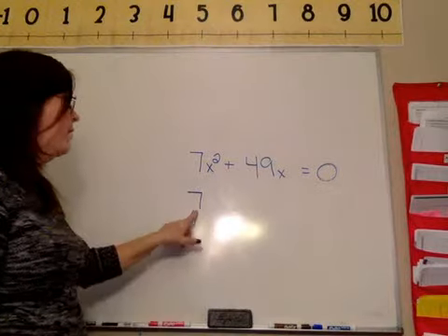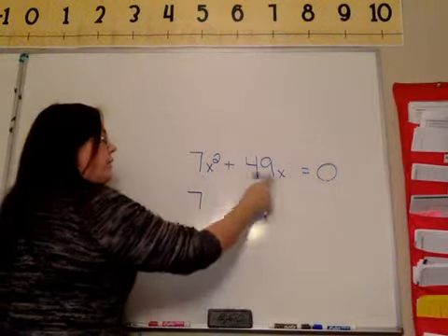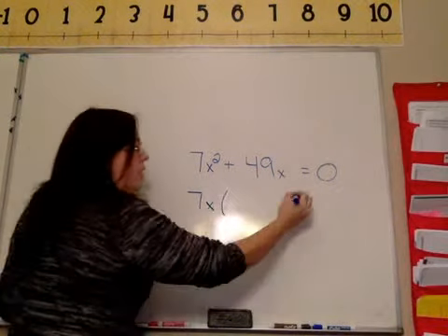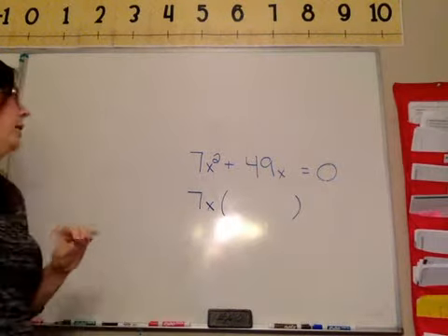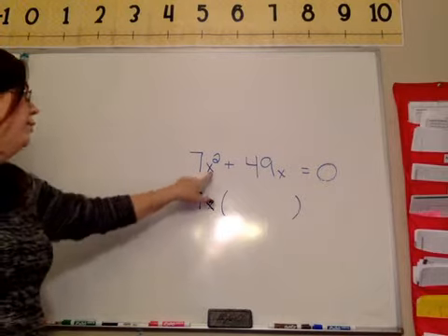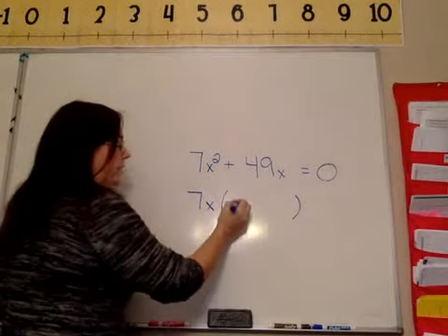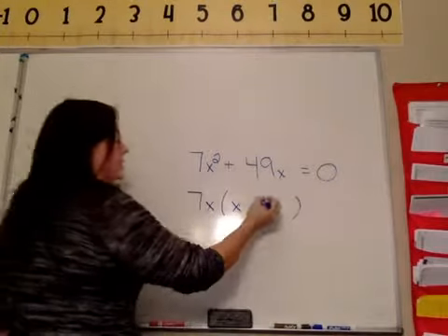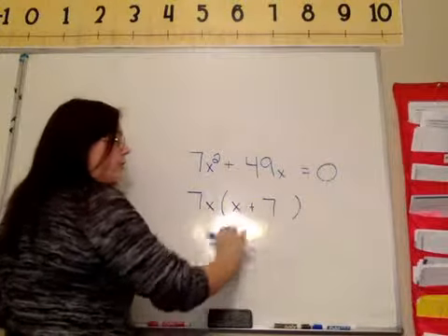So it comes out. Then you look at your variables, the biggest one that will go into both, x. Set up your quantity, something times something, and ask yourself, 7x times what to get x squared? We need another x. 7 times what to give me 49? 7. We already have the x, we're done.